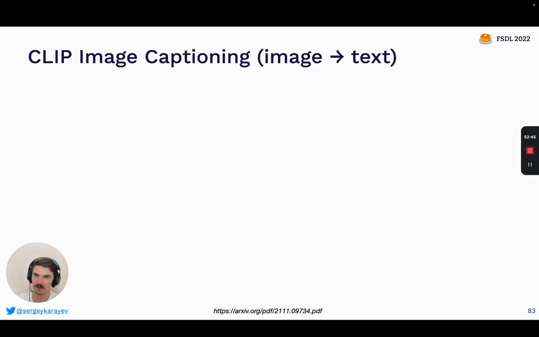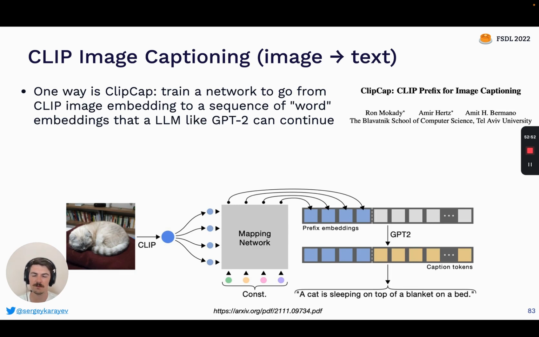Okay, so how would we go from image to text? That's commonly called image captioning. How would you do that with CLIP? This is not an important thing to do. I just wanted to show it to you as like a mental model.